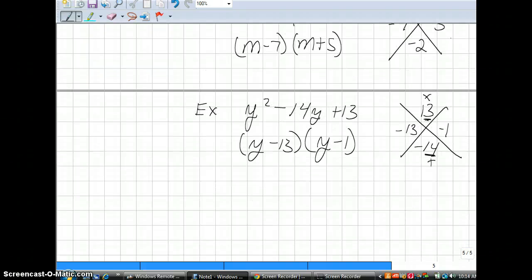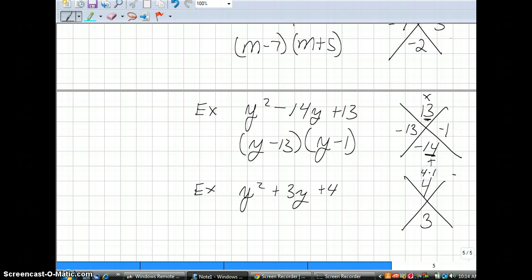And there are some like this one. Let's look at this one. y squared plus 3y plus 4. I need something that multiplies to a positive 4 but adds up to a positive 3. Well, the only factors of 4 are 4 times 1 and 2 times 2. Neither one of those adds up to a positive 3. So this one does not factor, and we would say that it is prime.